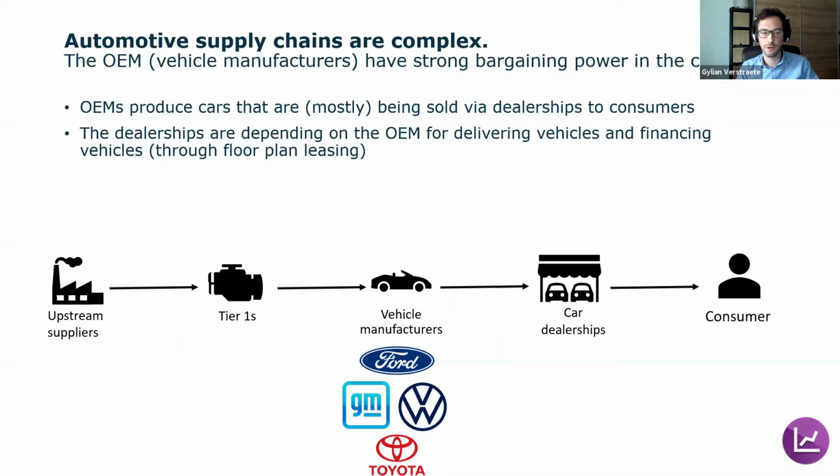So it can also be very complex. Here we see simply one line, but of course a car does not have just one part. So there are typically a lot of tier ones linked to a lot of upstream suppliers. There are also many car dealers. So the supply chain becomes in the end very complex.